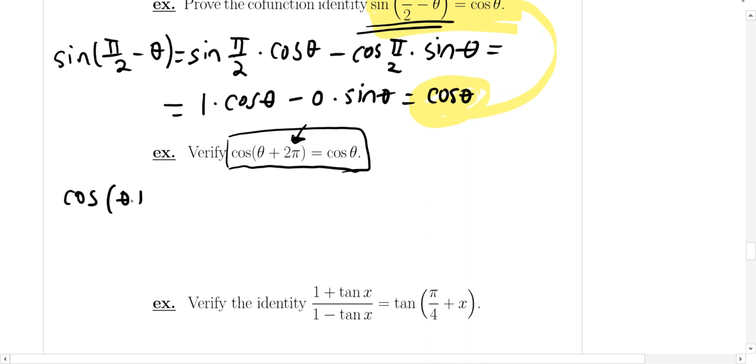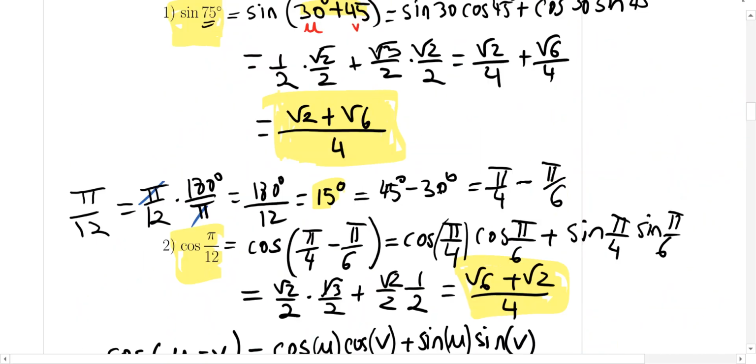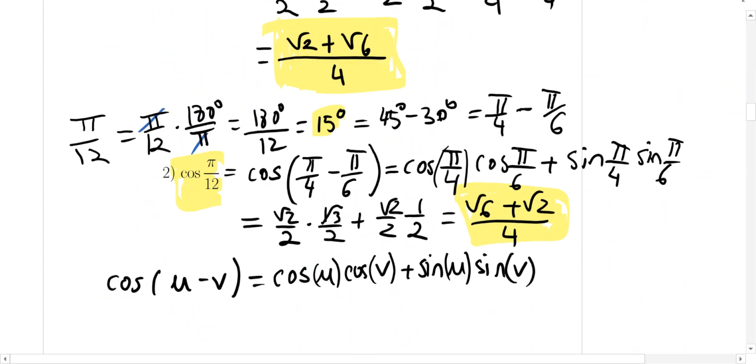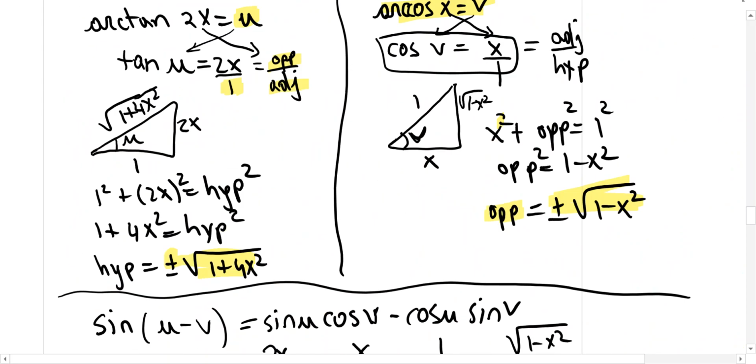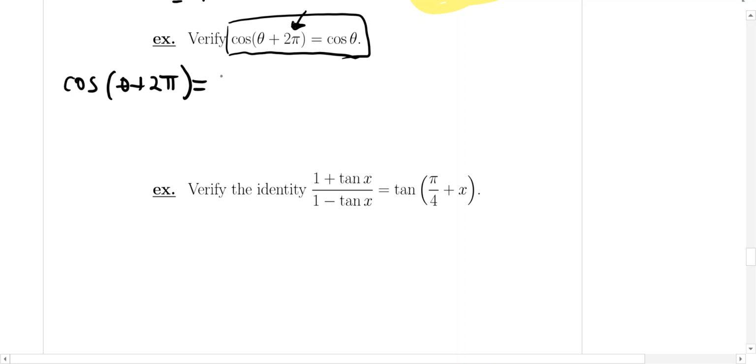Cosine of theta plus 2 pi, we're looking on the left hand side, and we're going to use the formula for cosine of u plus v. Cosine of u plus v is equal to cos cos minus sine sine. So that's what we're going to do. So cosine of theta plus 2 pi equals cosine of theta cosine of 2 pi minus sine of theta sine of 2 pi.